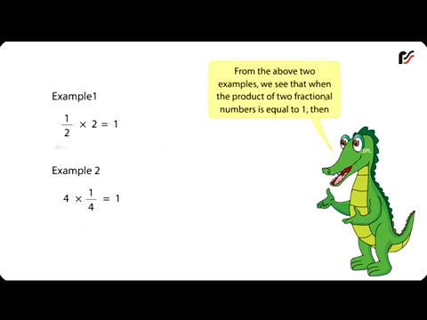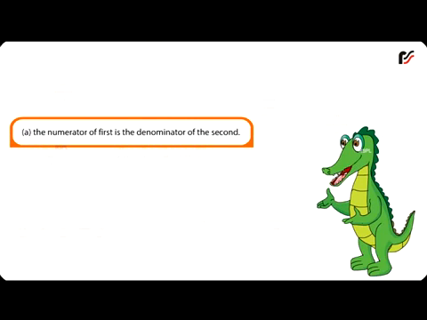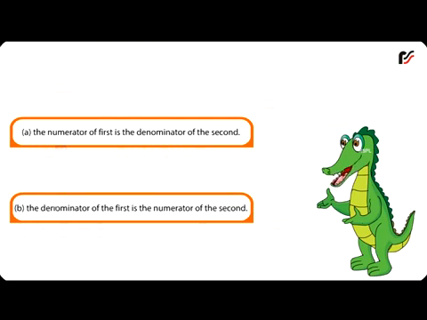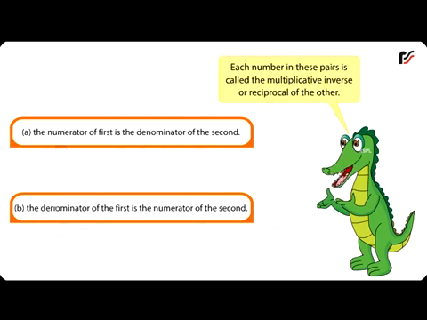From the above two examples, we see that when the product of two fractional numbers is equal to 1, then the numerator of the first is the denominator of the second. The denominator of the first is the numerator of the second. Each number in these pairs is called the multiplicative inverse or reciprocal of the other.